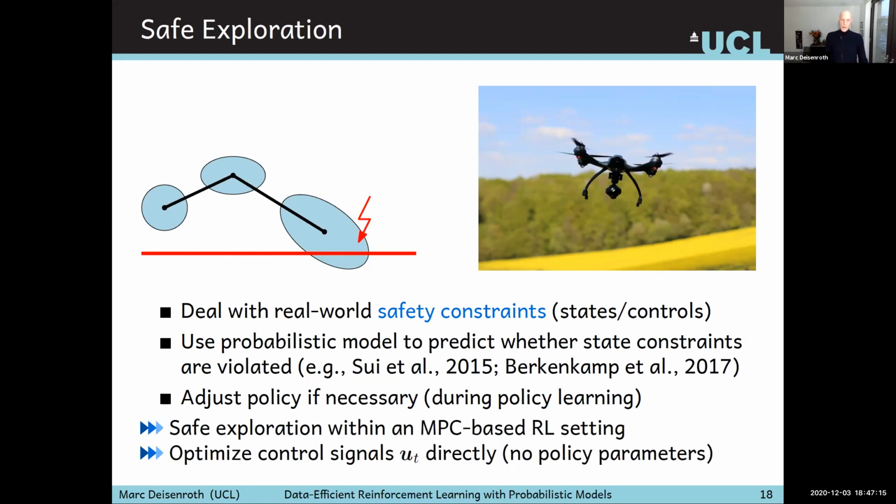So what I'm going to talk about now is safe exploration within a model predictive control framework embedded in an RL setting. One of the ideas that model predictive control gives us is to optimize control signals directly instead of optimizing policy parameters. That would simplify our optimization problem from a maybe 100 or multi-hundred dimensional problem down to how many control signals we actually need to optimize in a finite horizon times the dimensionality of the control signal. So it's typically a lower dimensional problem.